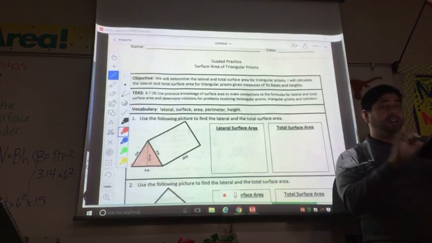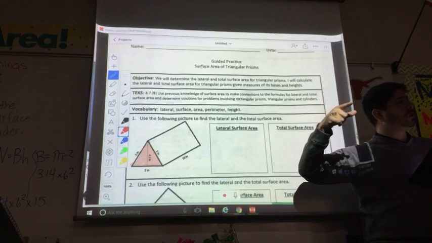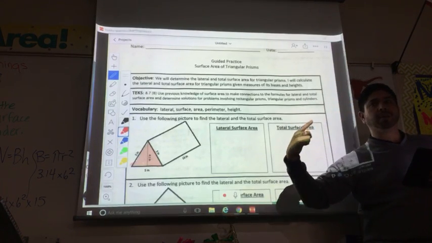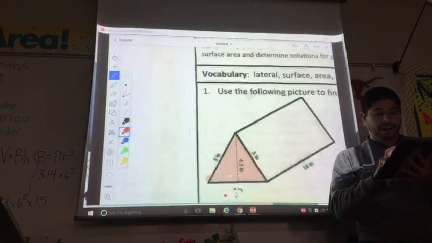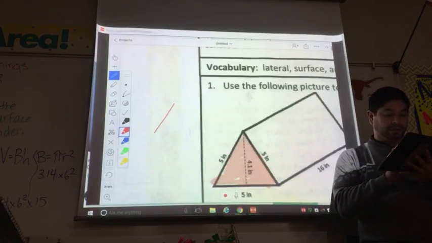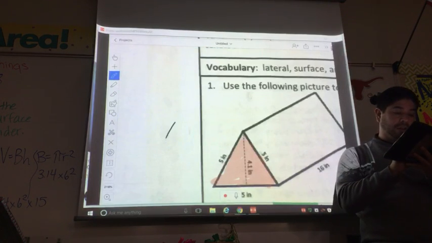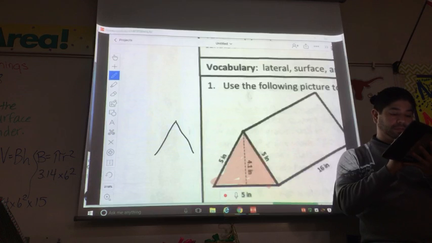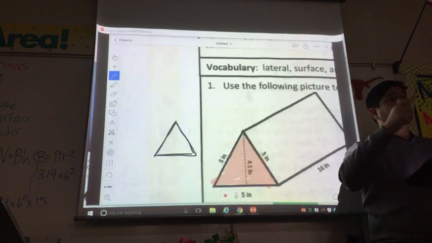Like how we did with a cylinder, we drew another circle out to the side, or with the rectangular prisms, we drew another rectangle off to the side. So on the side of your paper over here, we'll just draw that triangle. I wish I could draw a better triangle, but that's going to be as good as it gets, okay? Yes?